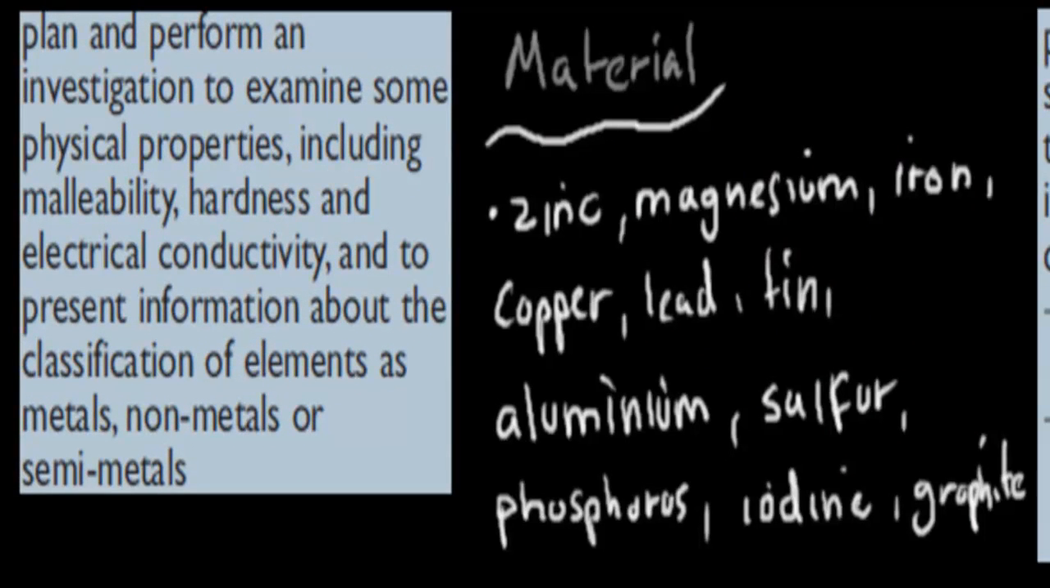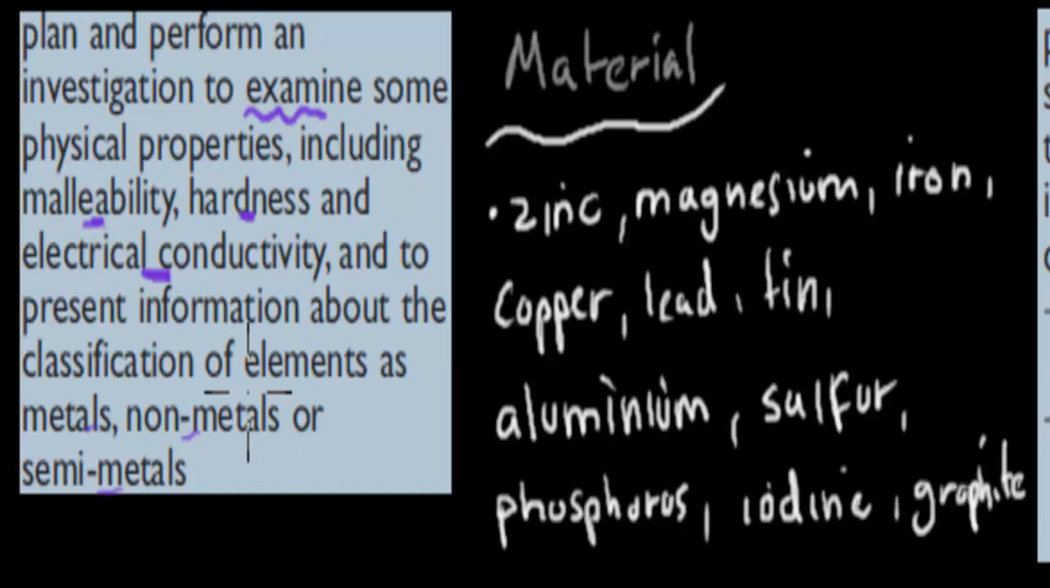And then the second part was the experiment you've done in class, or will be doing in class. It says plan and perform an investigation to examine some physical properties, including malleability, hardness, and electrical conductivity, and to present information about the classification of elements as metals, non-metals, or semi-metals. Right, so what you've done, or what you will be doing in your class, is you will have quite a few elements.